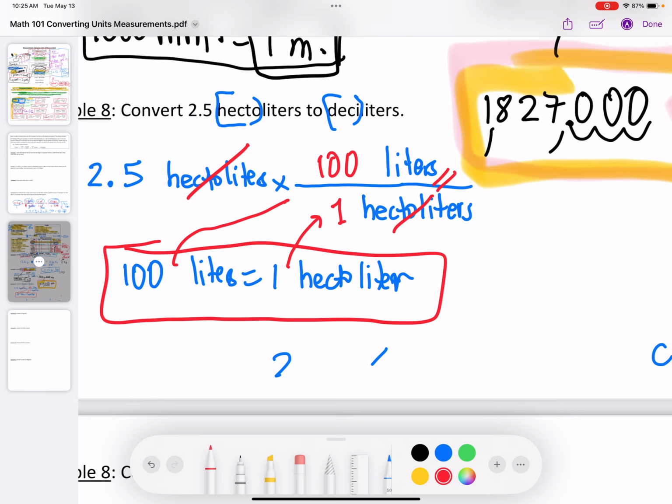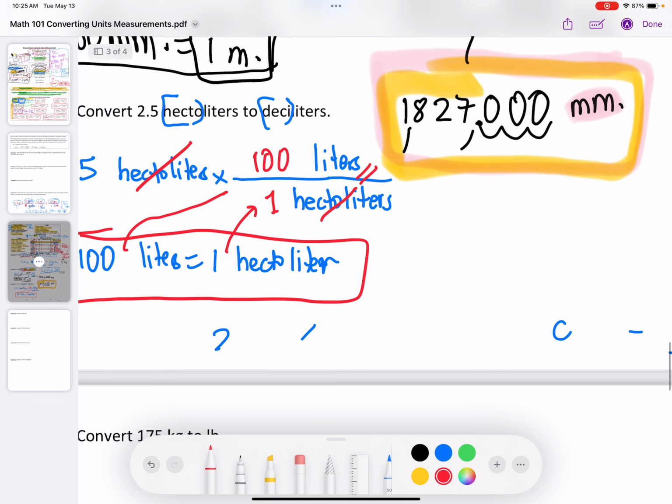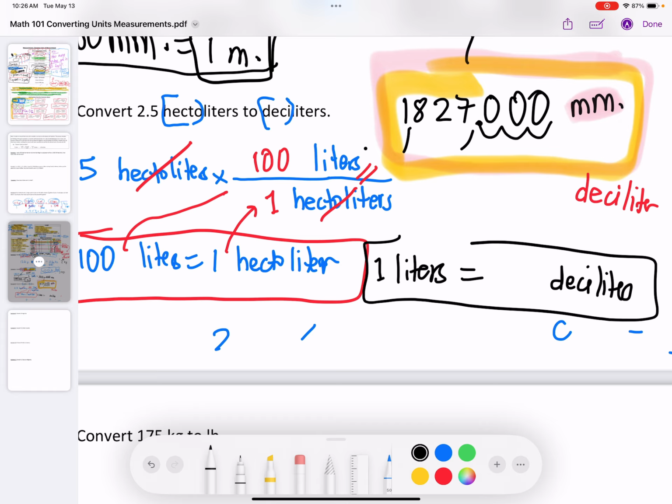I'd be ending with liters, but I want to end with deciliters. So there must be one more conversion I want, one that goes from liters to deciliters. Hopefully there is one, right? There is. How many liters are in how many deciliters? I'm going to go back to that table. 1 liter, because that's the basic measurement unit, is some number of deciliters.